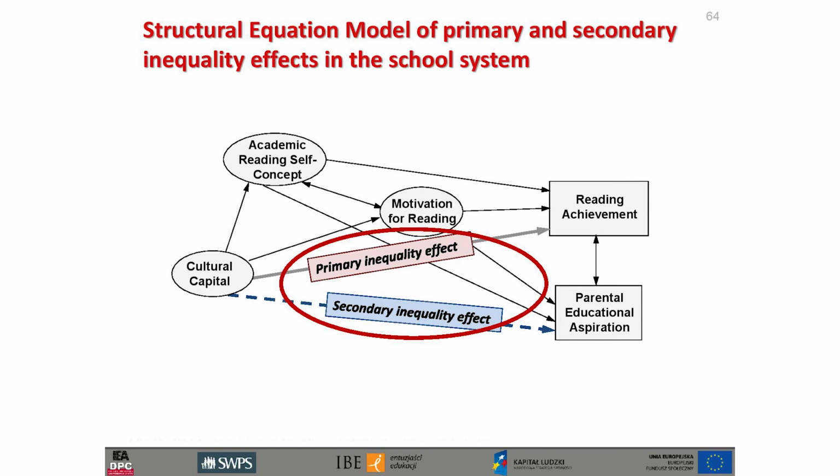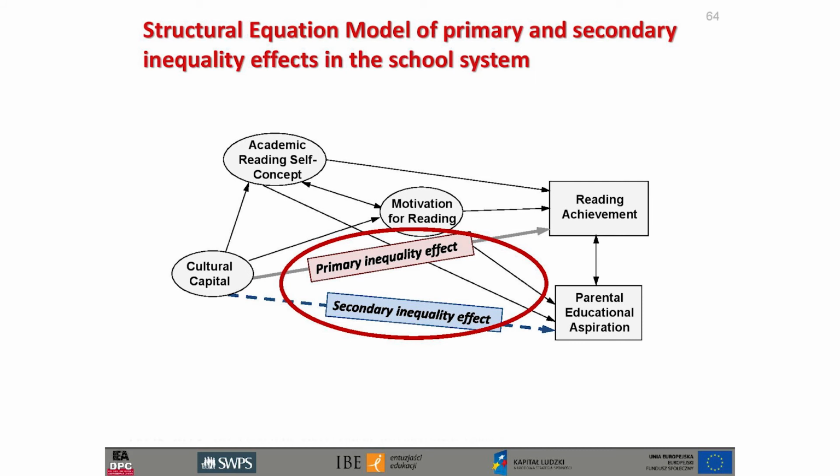The assumption is that cultural capital influences the academic reading self-concept and the motivation, which are, of course, related to each other. A further assumption is that cultural capital influences reading achievement on top of its influence through motivation and academic self-concept. But we also have this secondary inequality effect, namely that when parents take decisions on educational choices, cultural capital plays a role on top of all these factors.